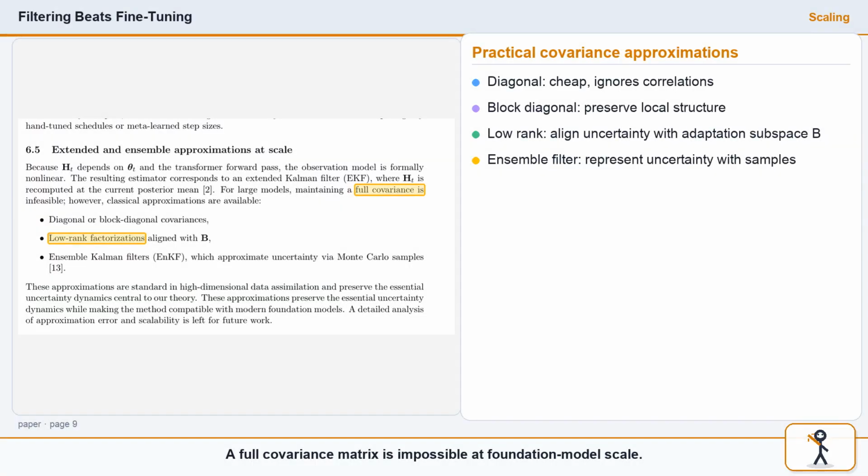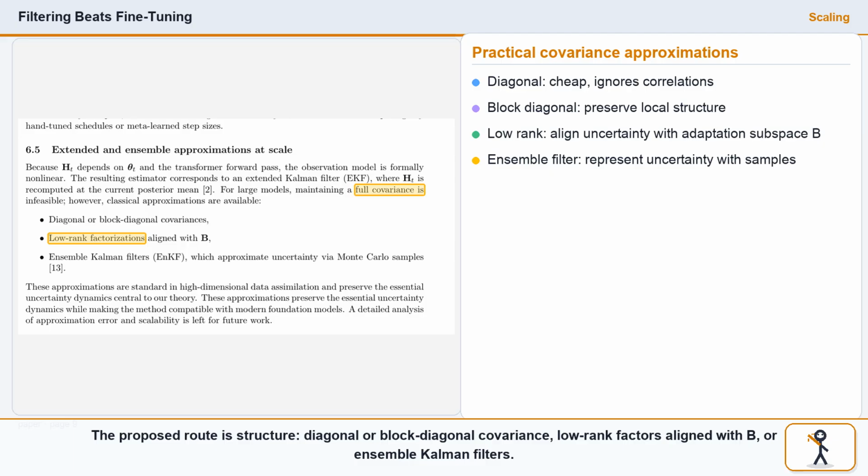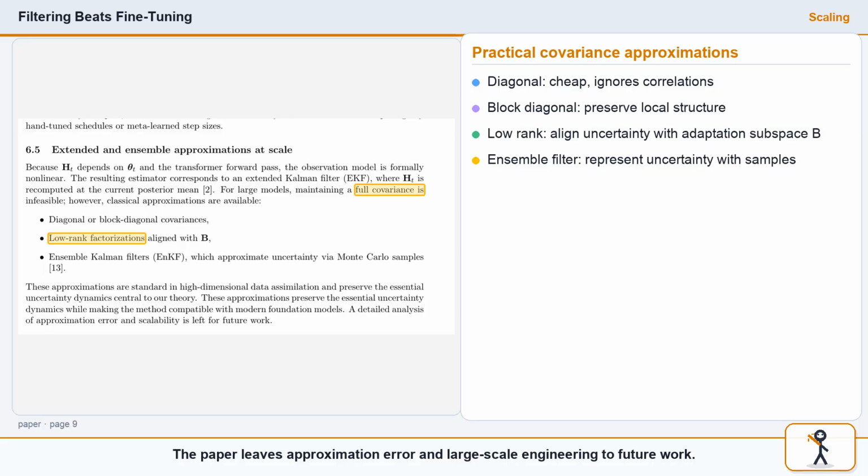A full covariance matrix is impossible at foundation model scale. The proposed route is structure: diagonal or block-diagonal covariance, low-rank factors aligned with B, or ensemble Kalman filters. The paper leaves approximation error and large-scale engineering to future work.